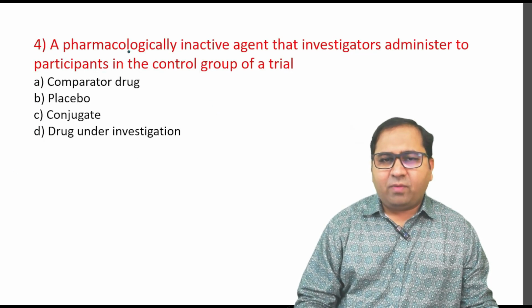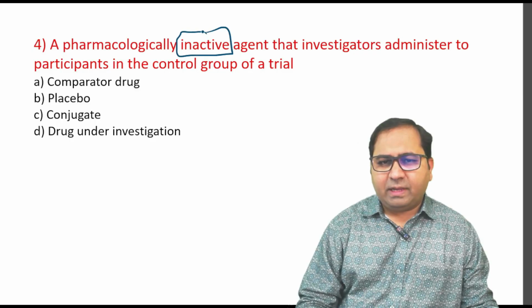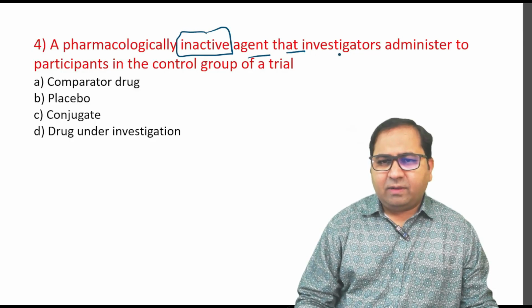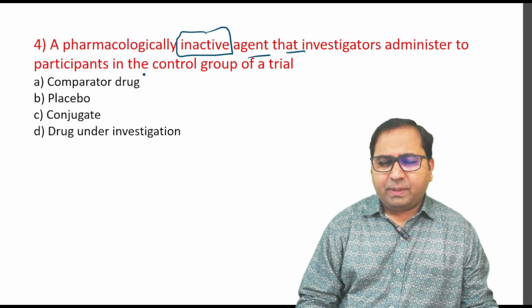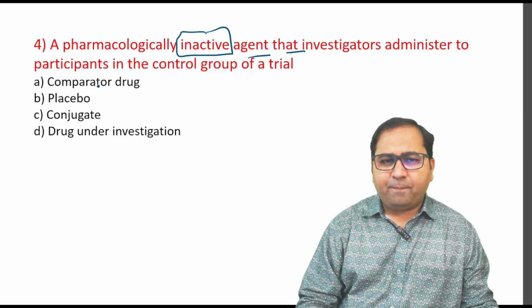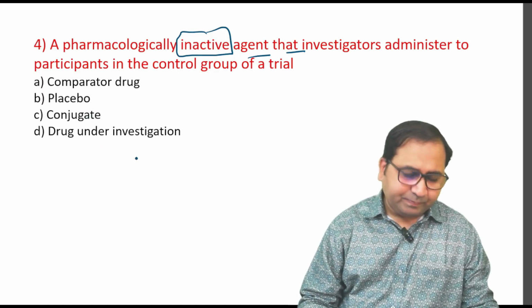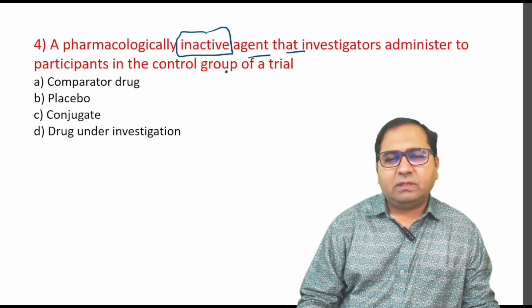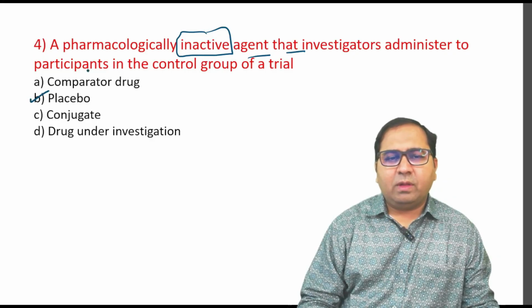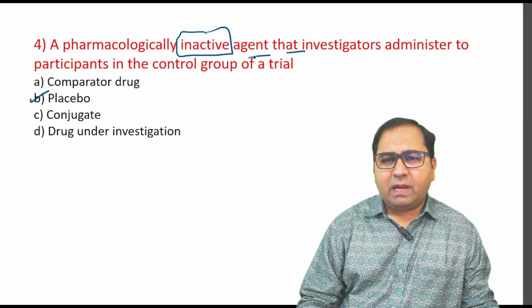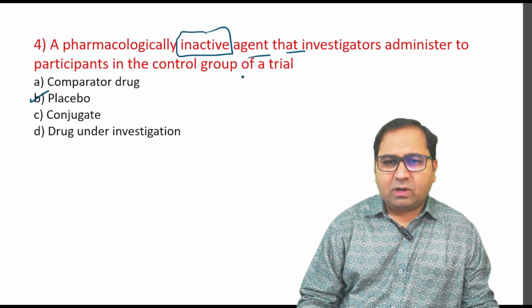Next, a pharmacologically inactive agent that investigators administer to participants in the control group of a trial is called what? A, comparator group, B, placebo, C, conjugate, or D, drug under the investigation. So the answer for this question is placebo. Placebo is a pharmacologically inactive agent that the investigators administer to the participants in the control group of a trial.